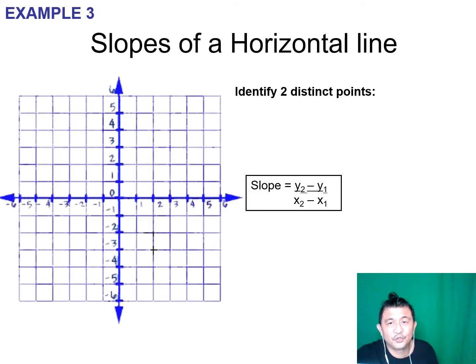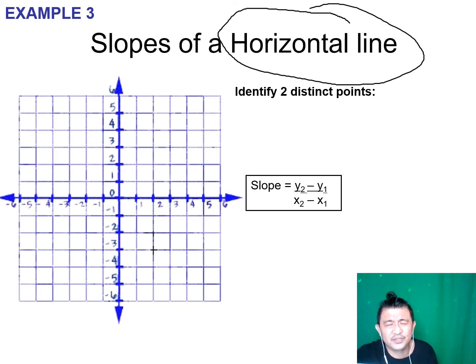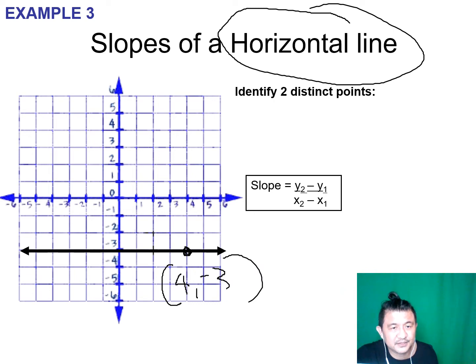Next, what is the slope of a horizontal line? That's weird, right? Okay, let's look at the horizontal line. This is your horizontal line. Pick one point. It's easy to pick a point. That could be what? This is 4, negative 3. Let's pick another point. Something on the other side. Negative what? Negative 3, comma, negative 3.